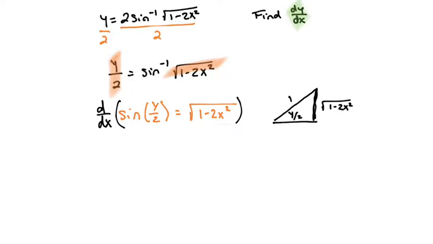And I know the derivative of sine is really going to be cosine of y over 2. And then I realize that I have to implicitly differentiate, because there are layers here. I'm taking the derivative with respect to x, not y. And so when I take the derivative of that internal layer, I would really get times 1/2 dy dx.